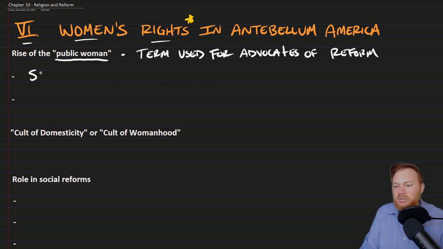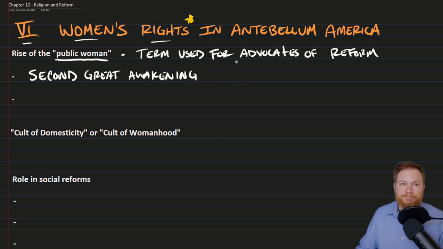One was something we talked about earlier, the Second Great Awakening. And the Second Great Awakening, like we mentioned, did allow for a more diverse demographic to participate religiously. This included a lot of men and women. So women became more active within their churches, sort of in a more public way.